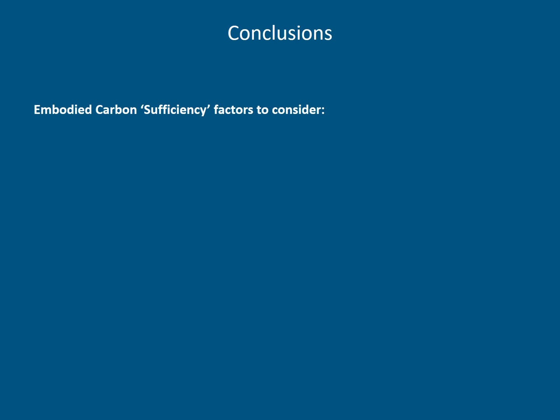So what does this tell us? Well, it means we need to move beyond looking at rates of energy use and beyond energy efficiency factors. We need to look at the embodied carbon sufficiency factors. And that means including the overall size of the home, as well as the number of people living in the home.